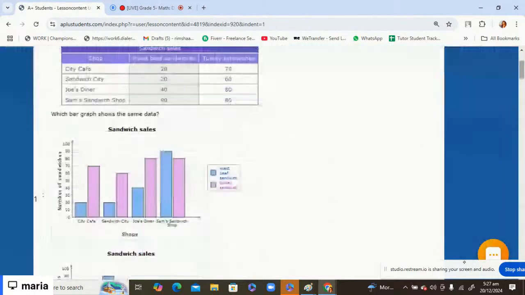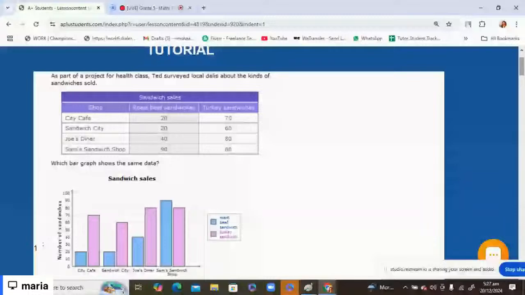All right, so look here. A part of the project for the health class surveyed the local delis about the kinds of sandwiches sold. Shops' sandwich sales are given. The shops are City Cafe, Sandwich City, Joy's Diner, and Sam's Sandwich Shop. Roast beef sandwich and turkey sandwiches. Which bar graph shows the same data?